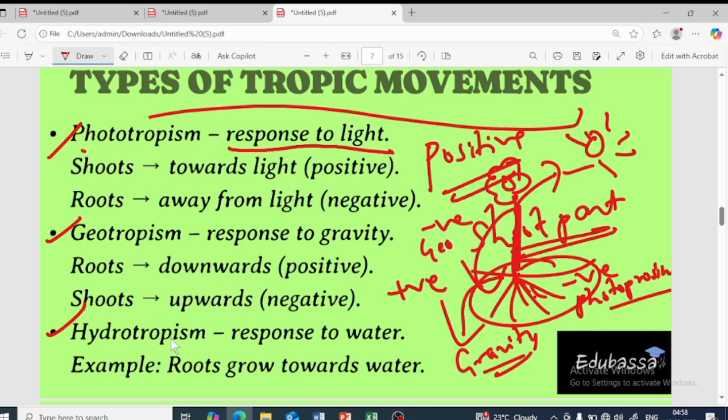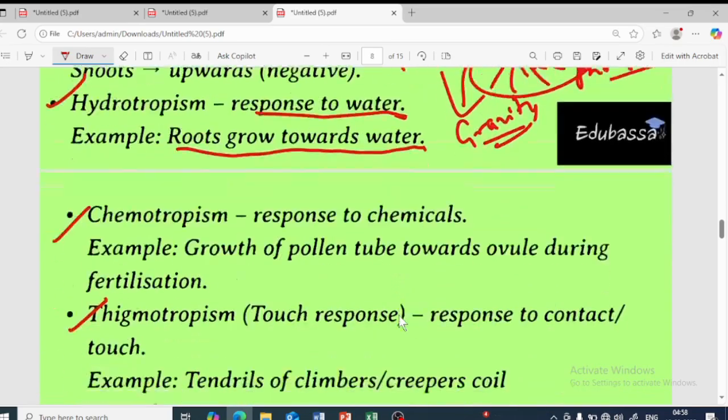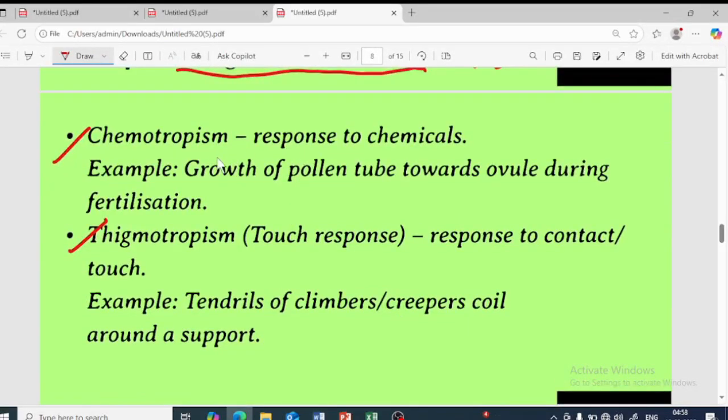Fine. Next is hydrotropism. The movement of the plant takes place wherever the water is present. That is hydrotropism. For example, root always grows wherever the water is present. Okay, fine. Next is chemotropism. The plant grows wherever the chemicals are present.